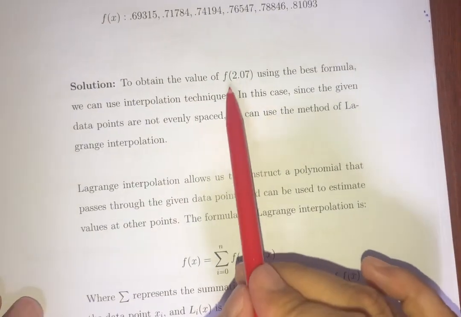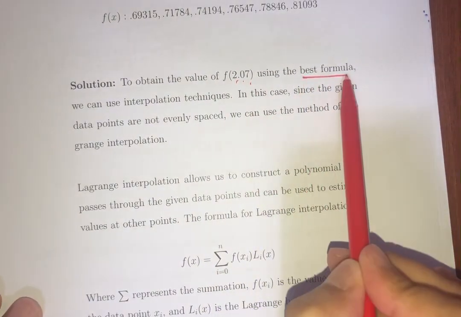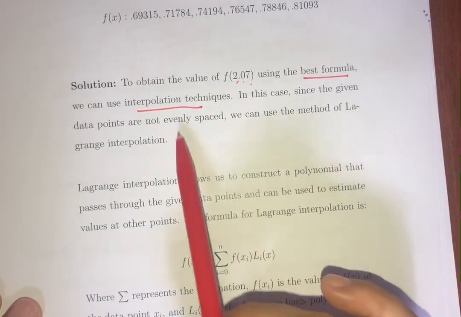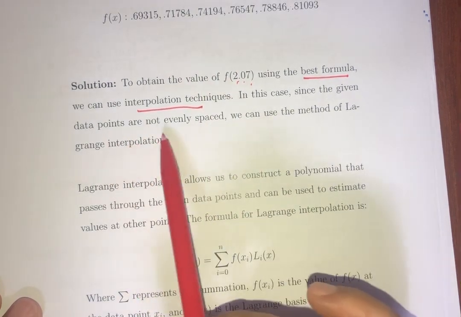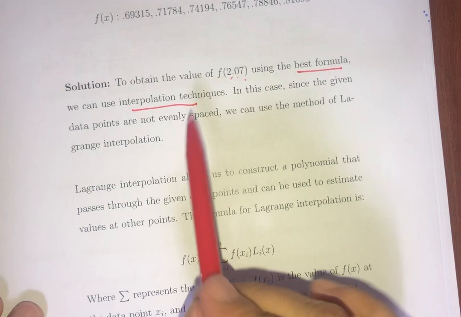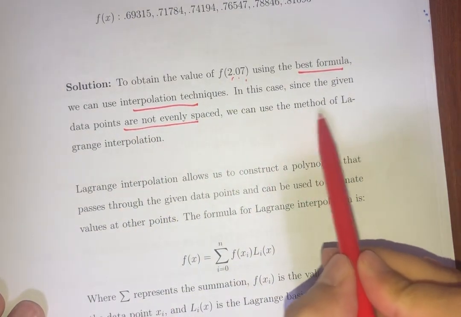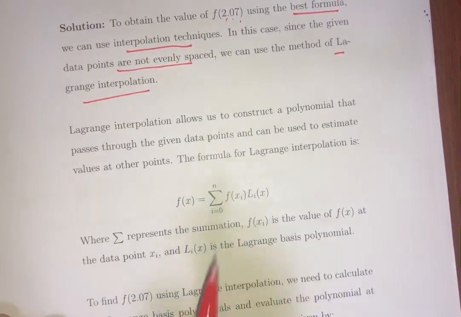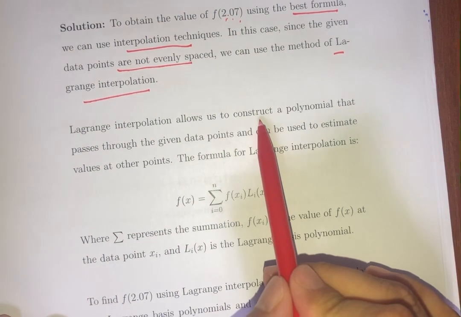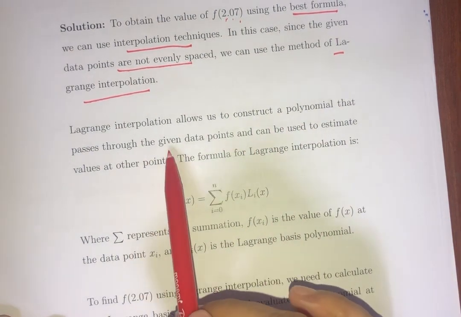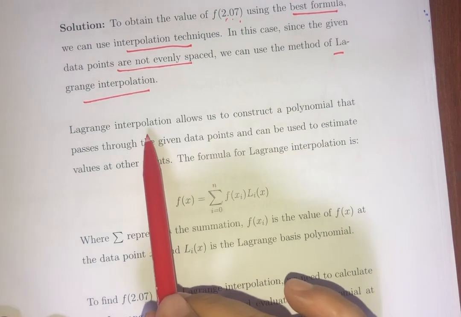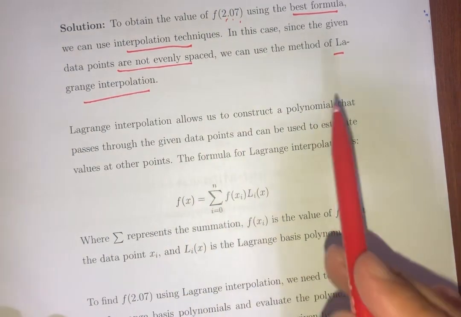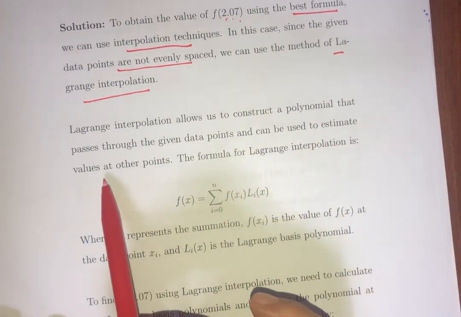Now to obtain the value of f of 2.07, we are going to use the best formula from the interpolation techniques. In this case we can see that the data points are not evenly spaced. As the data points are not evenly spaced, we are going to use Lagrange's interpolation method. Lagrange's interpolation method allows us to construct a polynomial that passes through the given data points, and it can be used to estimate the values of other points.